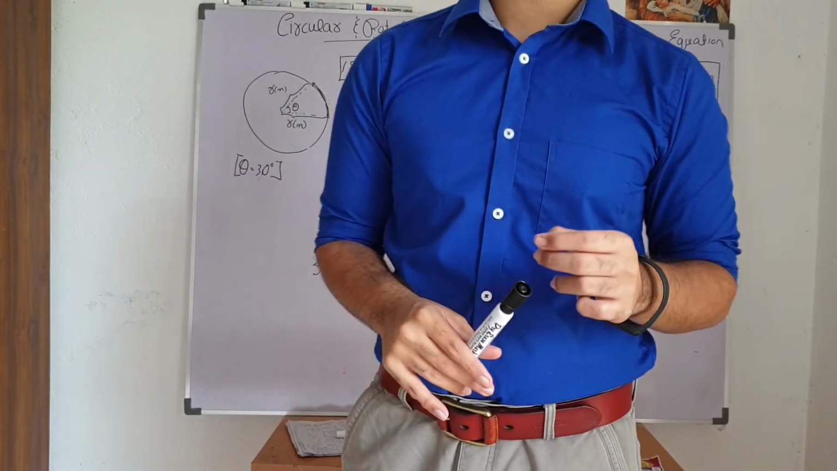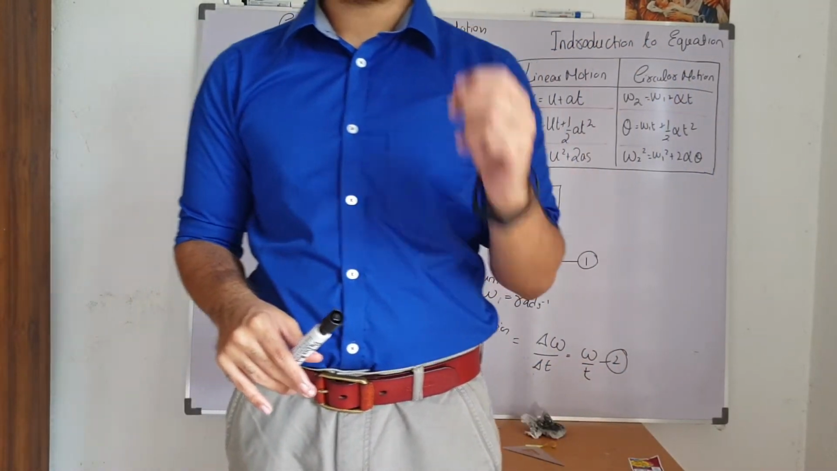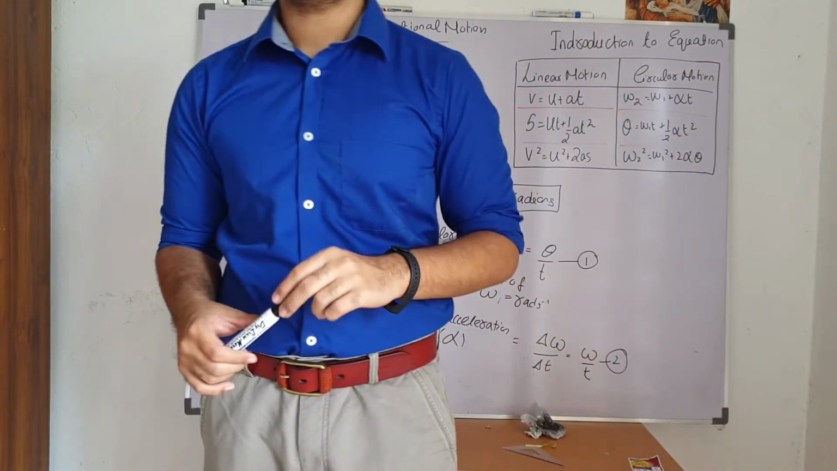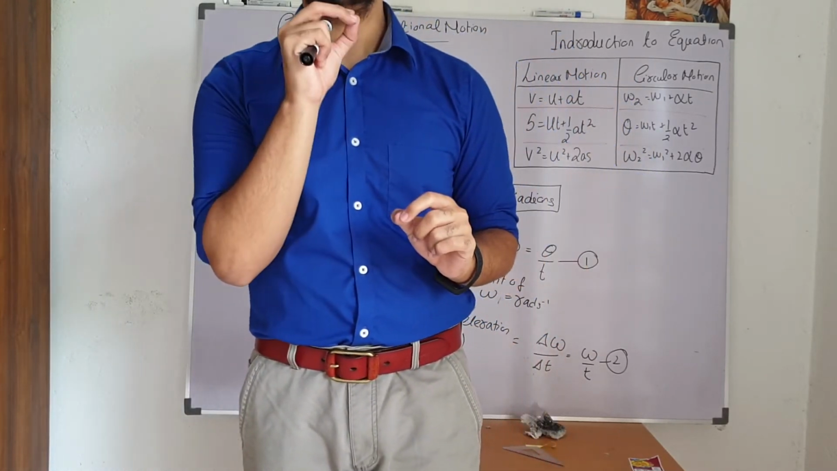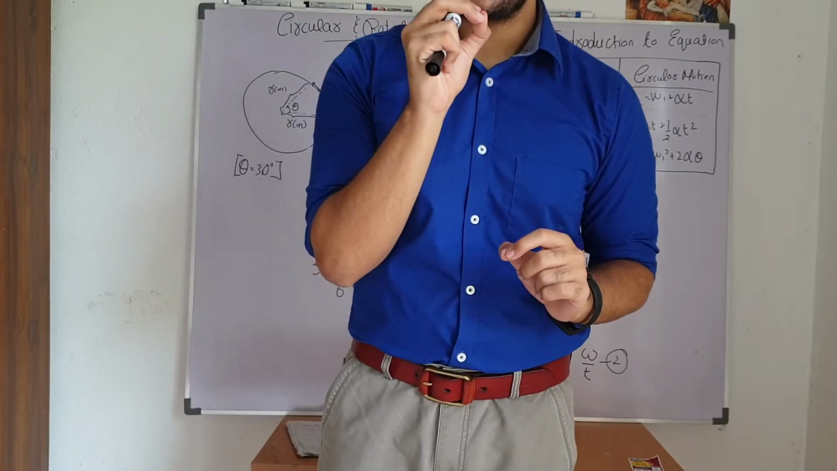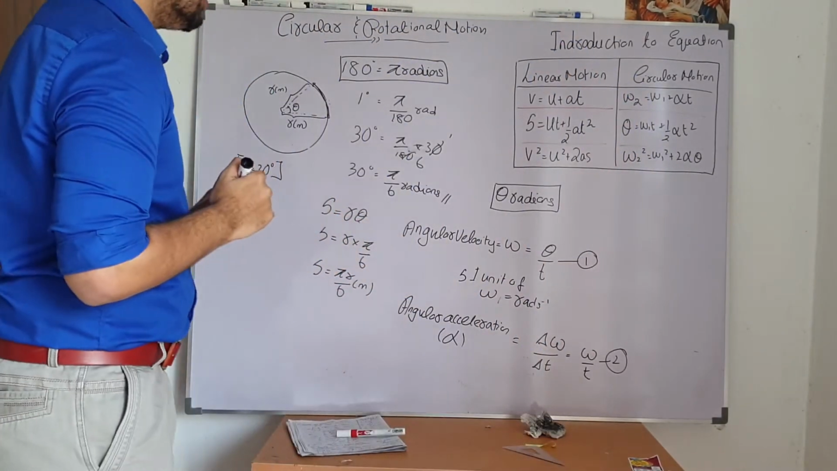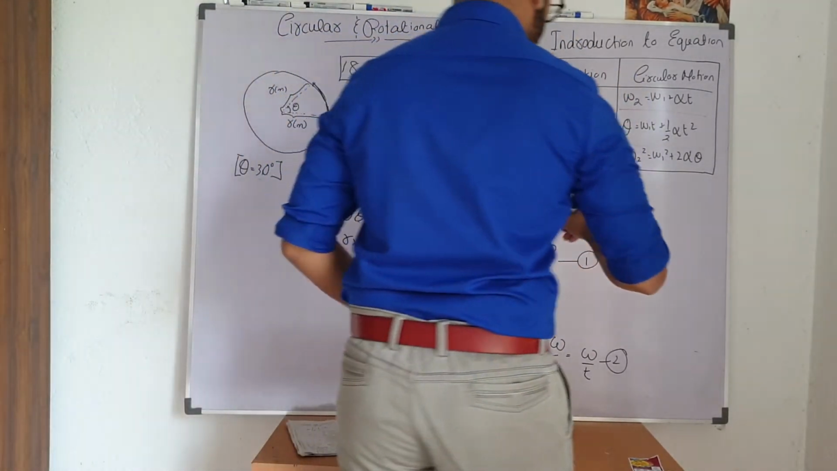There are three types of accelerations, right? And there are two types of velocities. What are those two types? We have angular velocity as well as the tangential velocity. The tangential velocity is denoted like this. Tangential velocity.